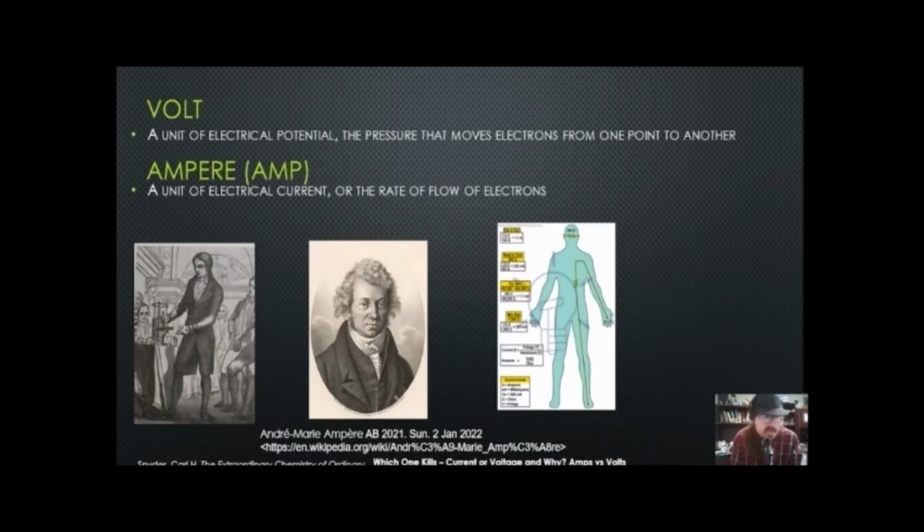To understand a Daniell cell that always produces 1.1 volts, we need to understand first, what is a volt? The volt is essentially a unit of electrical potential.